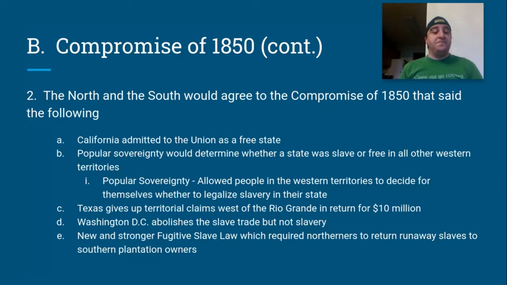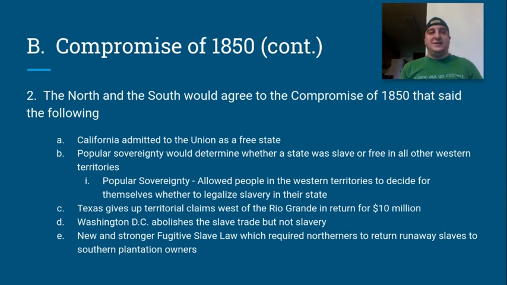by that provision. And the other part of this compromise that really favors the South is this new, stronger fugitive slave law. So this law is now going to require any Northerners that find runaway slaves in the North to return them to the South. And there's going to be a penalty and prison time for anyone that does not do that.